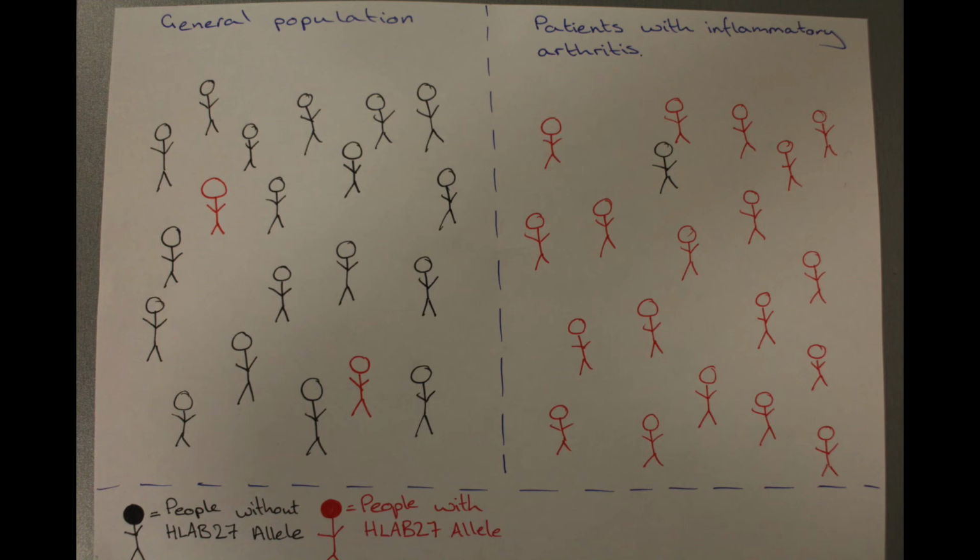I say that because HLA-B27 is in the general population at 8 to 10%, but 95% of the patients all carry that allele. So about 0.5% of the general population will go on to have ankylosing spondylitis.